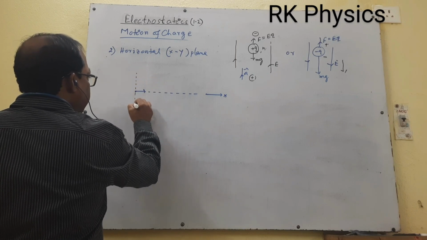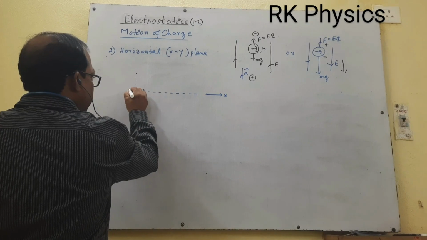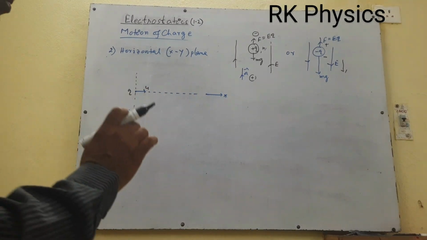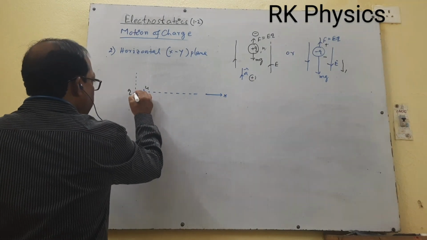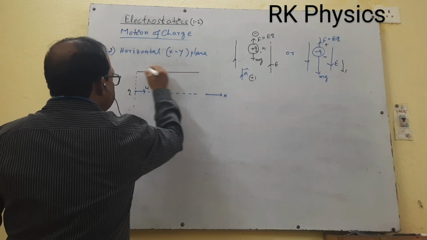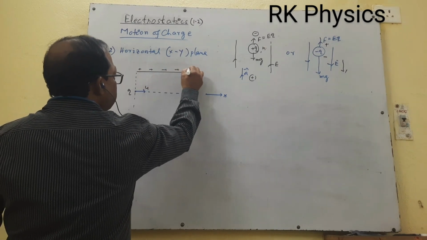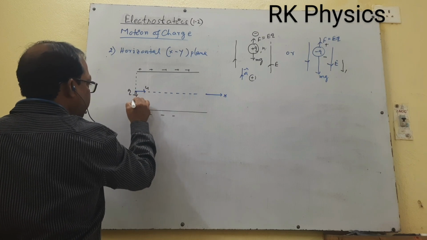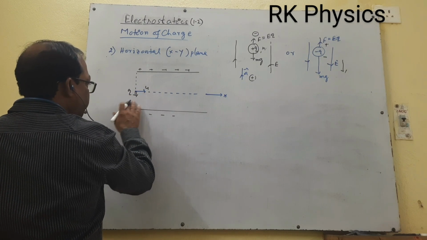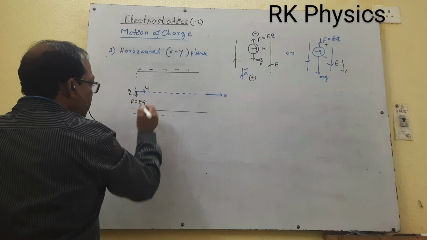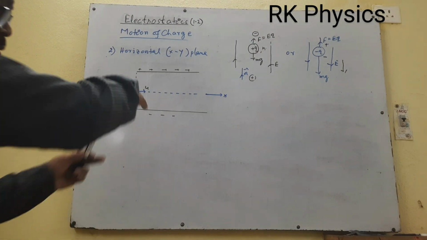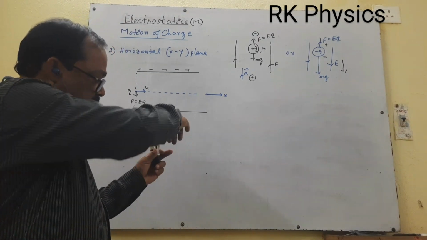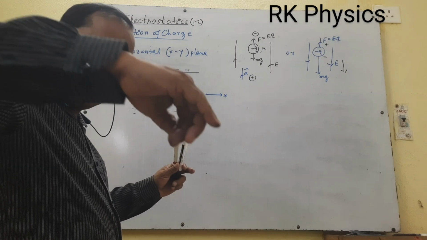Now this is the boundary of the electric field. This is the charge q. It is injected with the velocity u. Now suppose this side is a positive charge and this side is a negative charge. This charge experiences an electric force F equal to Eq along the downward direction, meaning towards x. Now the electric field is towards this line.